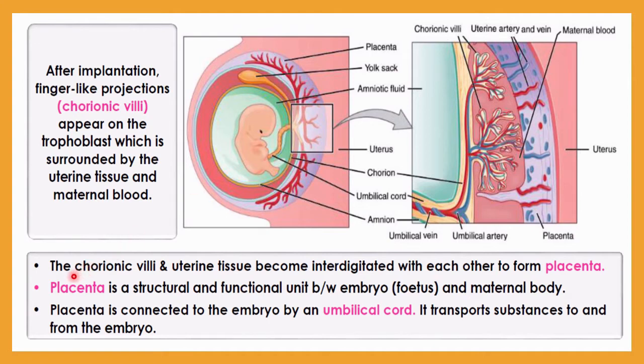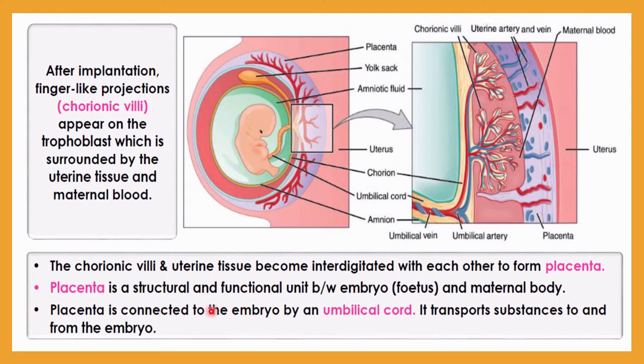The chorionic villi and uterine tissue become interdigitated. They merge together, interdigitate with each other, and form the placenta. So what together forms the placenta? Chorionic villi and uterine tissue. Here you can see the wall of the uterus and the chorionic villi. They merge together and form interdigitation, and that forms a placenta.